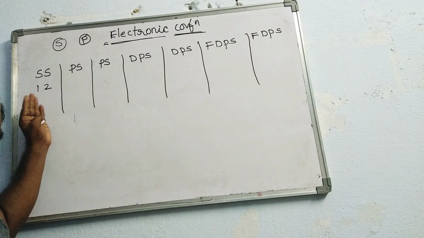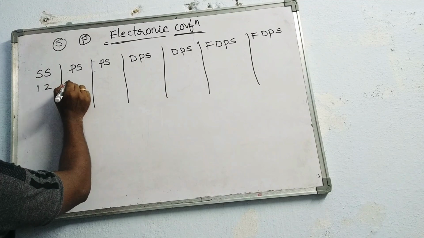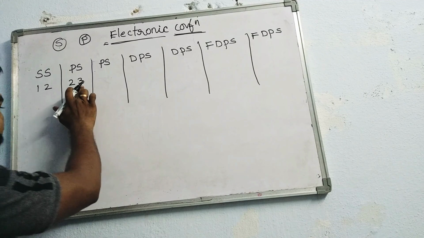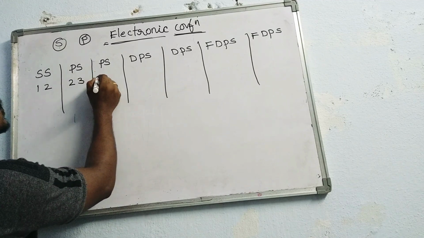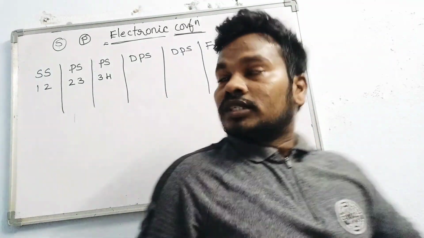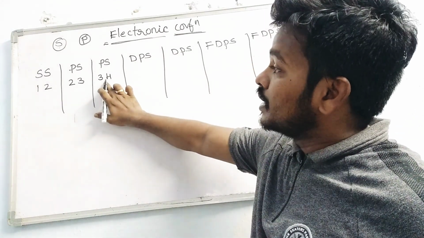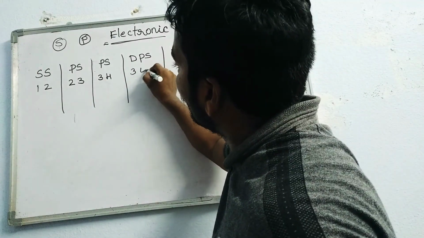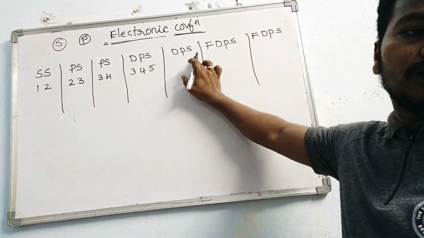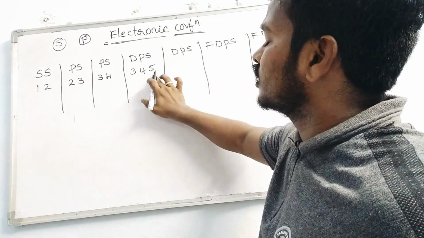The first row is ending with 2. Extend with the 2, and after the 2, 3 will come. See here, the end one is number 3. Write this 3 and write the number 4. So here 3 4 is there. How many letters are there? 3 letters. Just write the 3 4, and after the 4, 5 will come. See here DPS is there, and it ends 3 4 5.